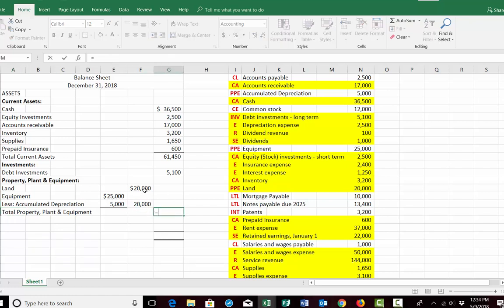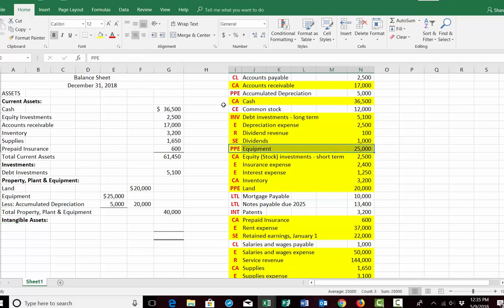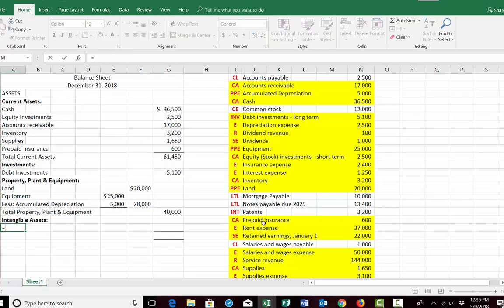And that's equal to these two. And that's 40,000. Okay, next up we have intangible assets. And we had only, let me just highlight these real quick so we don't forget anything along the way. All right, so our only intangible asset is patents.